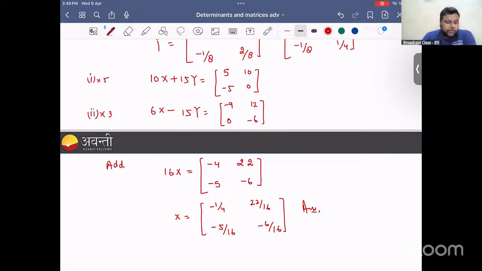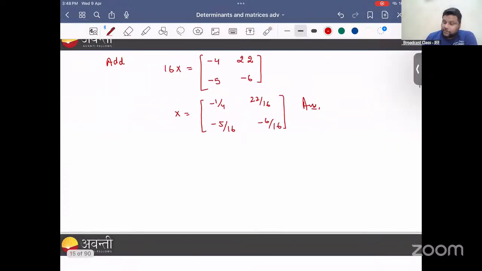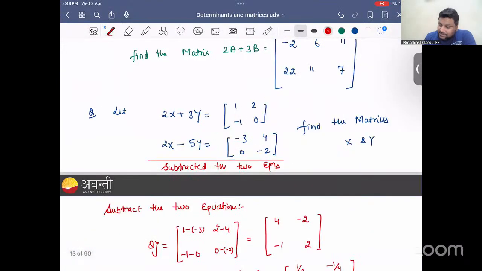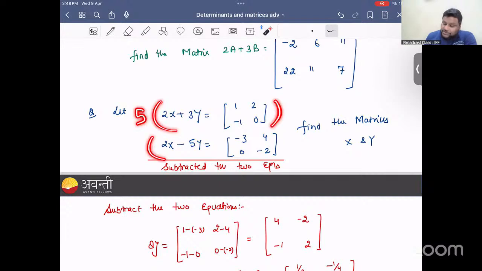Okay, so now one question I leave for you. I want the correct answer from all of you. The question is, why do we have to multiply with 5 and 3? Unless you multiply with 5 and 3, how will I cancel it? To get x, you have to cancel y. To cancel y, these two coefficients should be the same, like we have done in pair of linear equations in two variables in the 10th class. So that is why I multiplied this equation with 5 and this equation with 3, so that it became 15 and they cancelled.